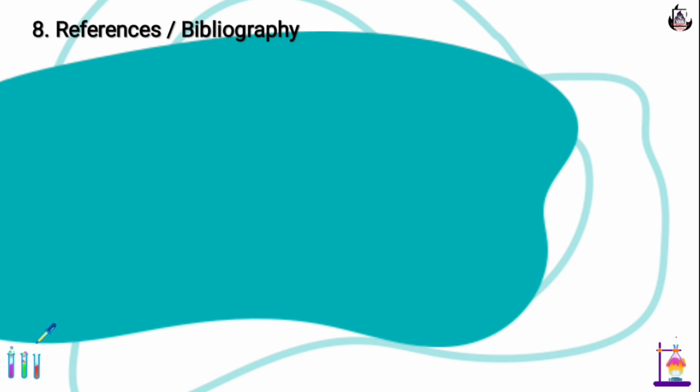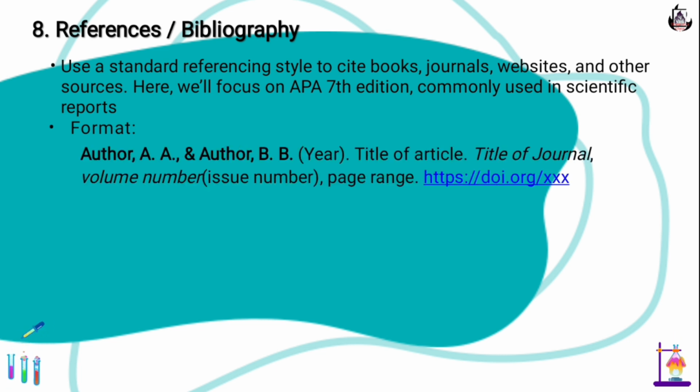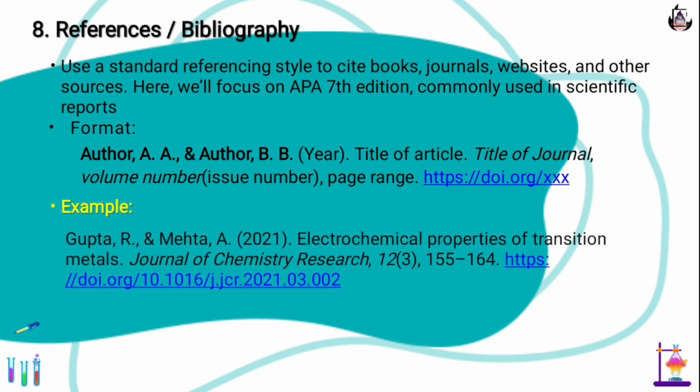Finally, always add references or bibliography. Use a proper style like APA 7th edition. Format for APA 7th edition you can see on your screen. For example, Gupta and Mehta in the year 2021 published a paper on electrochemical properties of transition metals.